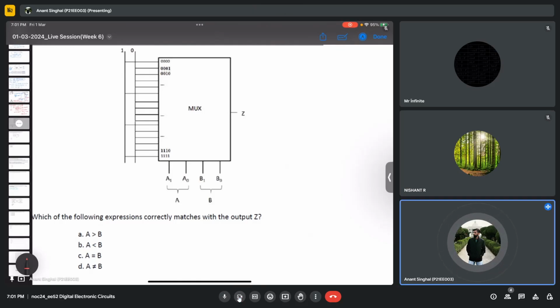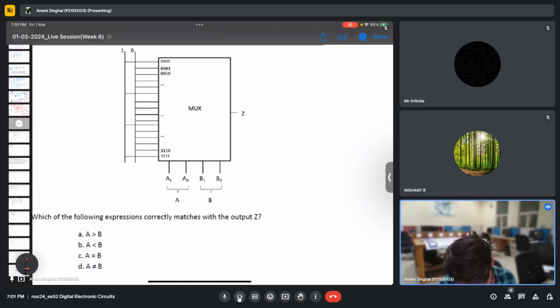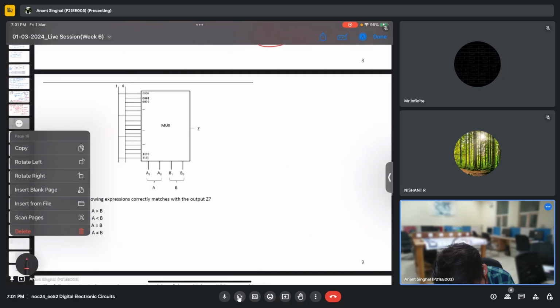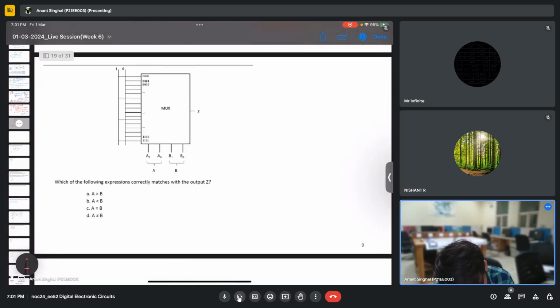Let me also try it out simultaneously. In this question, Z is a mux, and we have 4 select lines for a 16 cross 1 mux. A1 A0 is converted to a single bit A, and B1 B0 is converted to a single bit B, as shown in the figure. So what is Z? We need to clearly see when Z will be 1.